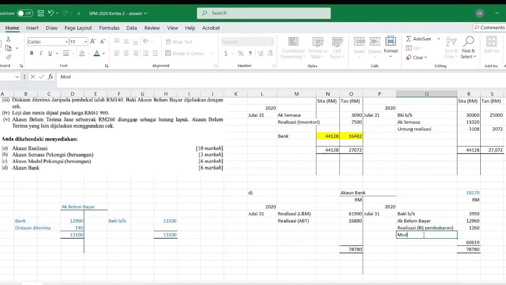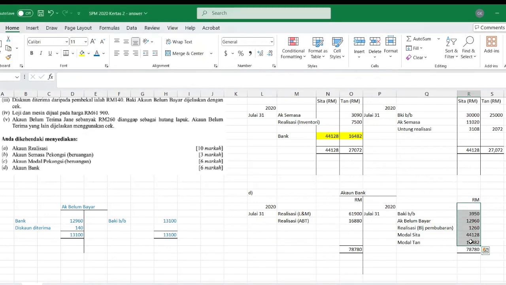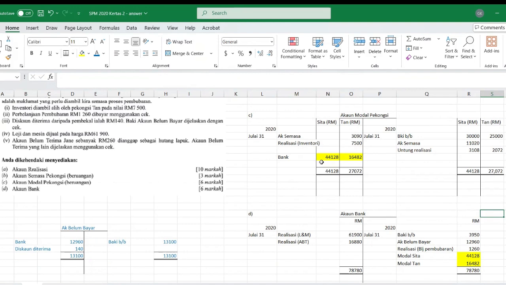So the bank, the partnership's bank, just before they close their partnership, we have to pay to modal SITA 44128 and pay to modal TAN 16482. And with that, the bank account will close off nicely. Bank account of partnership no longer exists. Let's sum up the bank account. You add up this, and it's fully paid. So these two will just tally nicely, and the partnership is dissolved now. No more asset and no more bank. Everything returned to the two partners from the bank account.